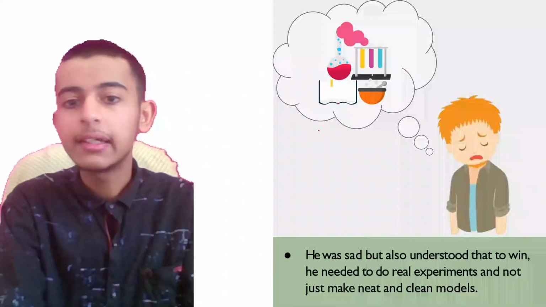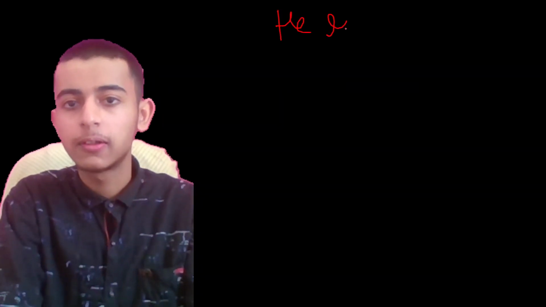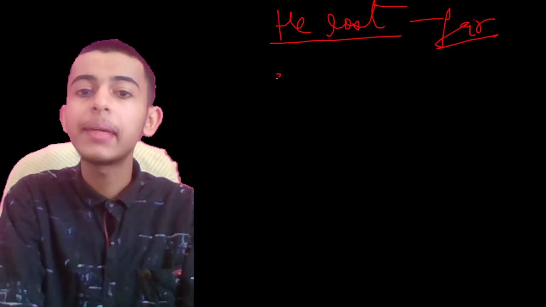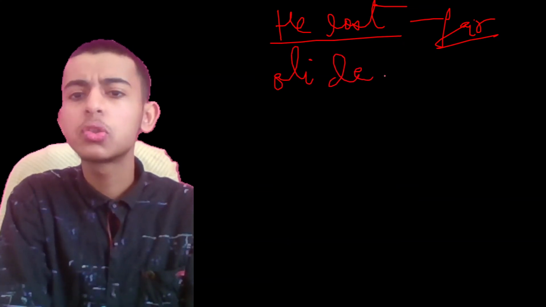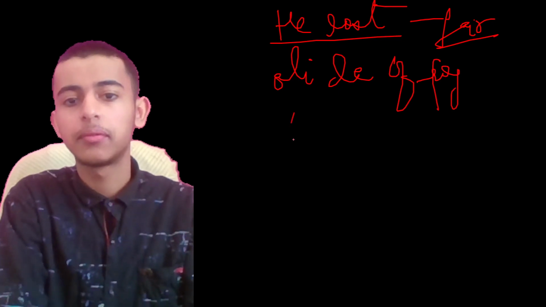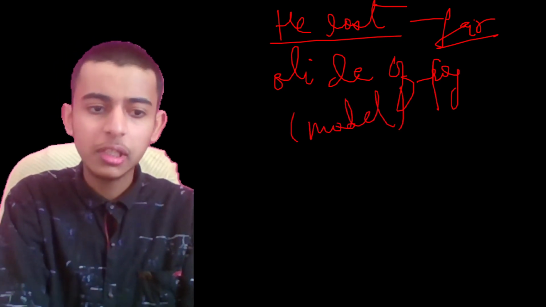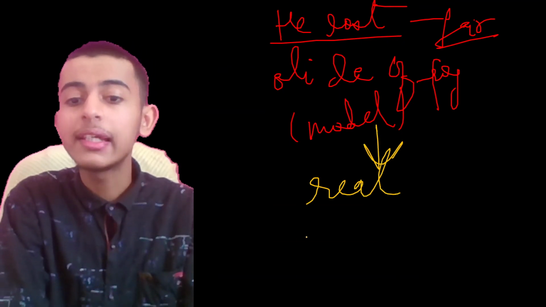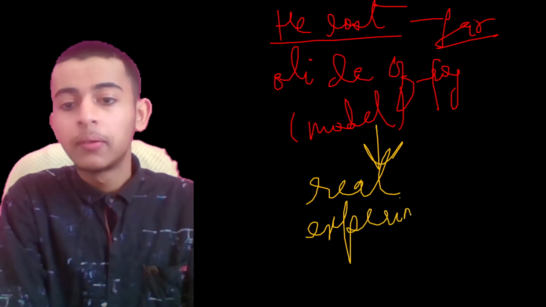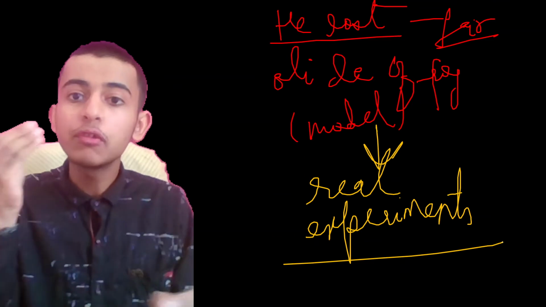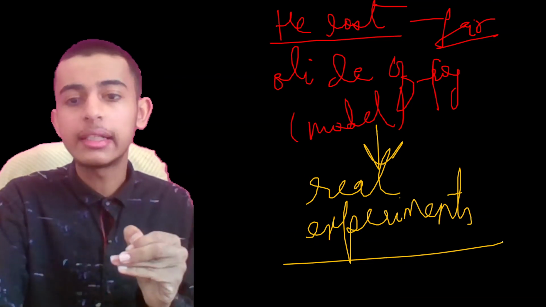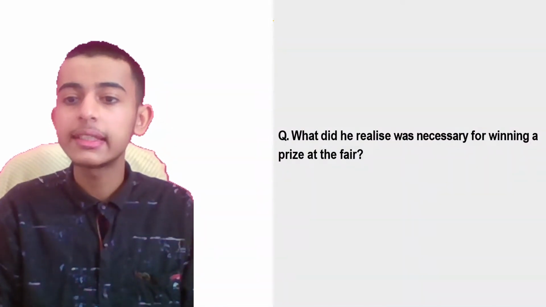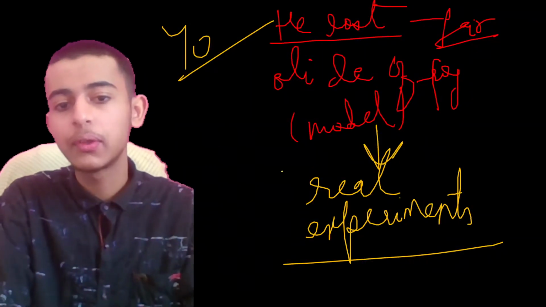What happened exactly was that he lost the fair, the county science fair. Why? Because he just made a slide of a frog, which was a mere model. So he understood that he had to carry out real experiments for winning. Real experiments would give him the victory rather than just designing the model. Do you understand now? Clear? Post a U in the chat right away. What did he realize was necessary for winning a prize at the fair? Just now I told you, real experiments.